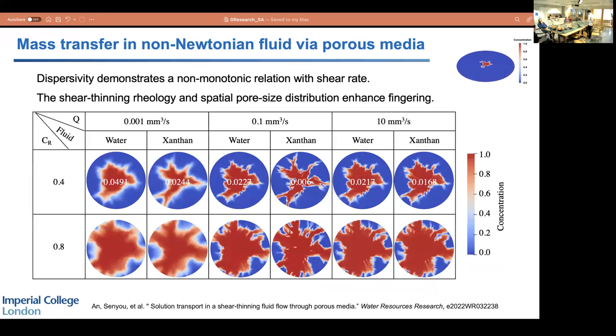The first is about the mass. Yeah, let's see this one. The mass transfer. The temperature is constant now. The mass transfer in the porous media, because the viscosity is sensitive to the shear rate. So for the high flow rate part, it has a low viscosity, but for the low region, it has a higher viscosity. For the Newtonian fluid, here I call it water.